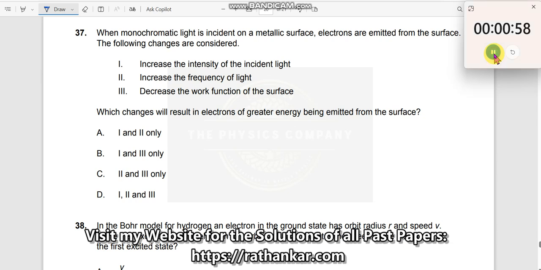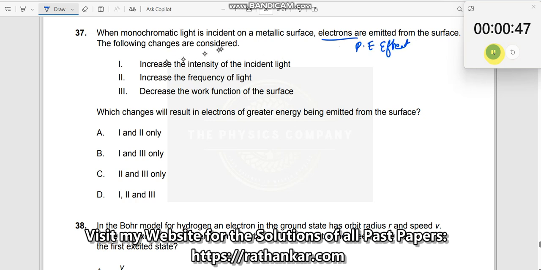Question number 37. When monochromatic light is incident on a metallic surface, electrons are emitted from the surface. Which experiment is this? This is your photoelectric effect. The following changes are considered.